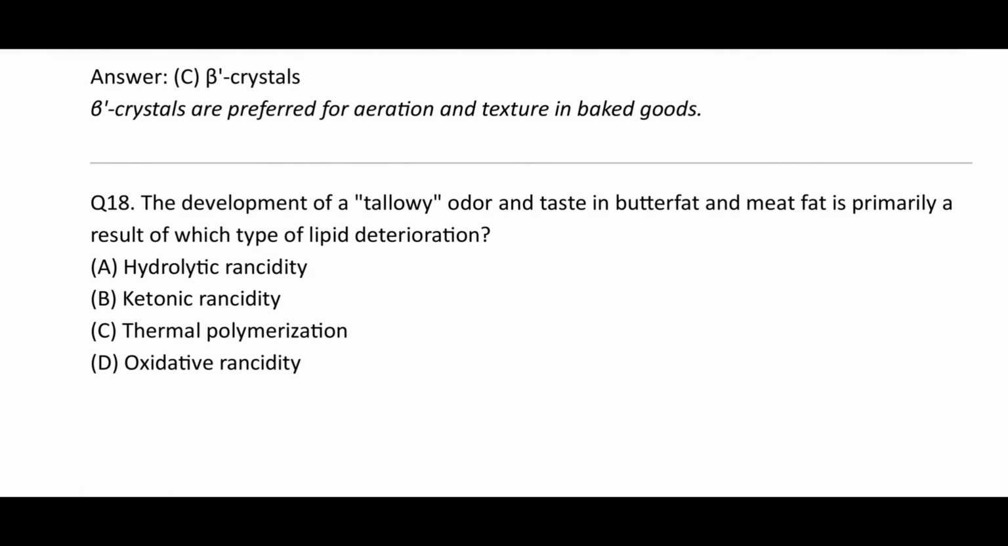Next question is, the development of tallowy odor and taste in butter fat and meat fat is primarily a result of which type of lipid deterioration? So the right answer will be option D, which is oxidative rancidity. So the tallowy odor which is produced in fats is due to oxidative rancidity.